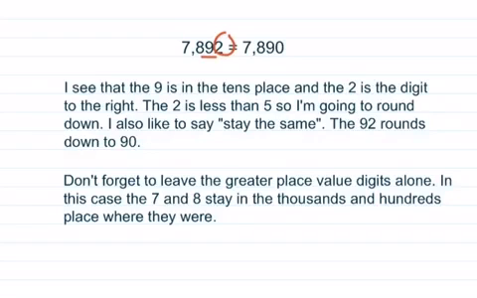Also, don't forget to leave all the other greater place values alone. So the 7 here and the 8, the thousands place and the hundreds place, just leave those alone. Keep them in there. They don't drop off. I've seen a couple kids leave those off. You want to leave those on.